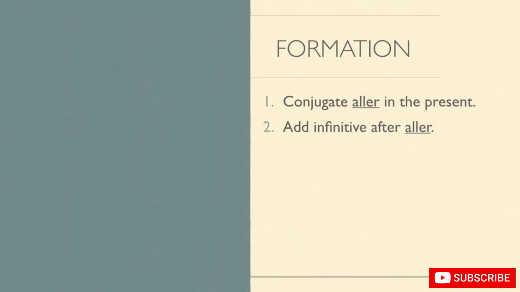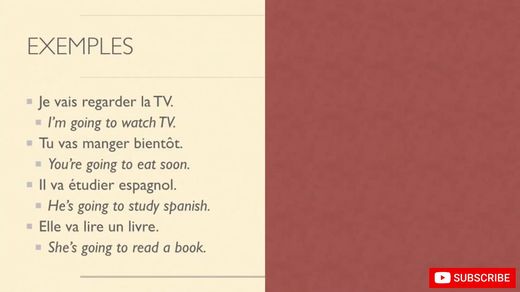So how do you form it? So you conjugate aller in the present tense, so the je vais, tu vas, il va, etc., and then you add the infinitive after aller. So some examples are je vais regarder la télévision, tu vas manger bientôt, il va étudier espagnol, elle va lire un livre.